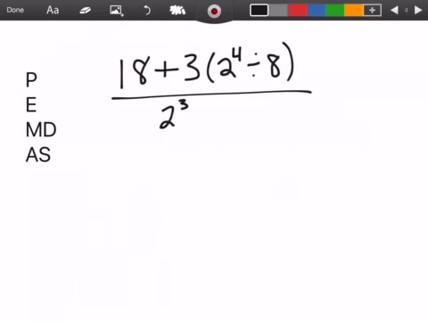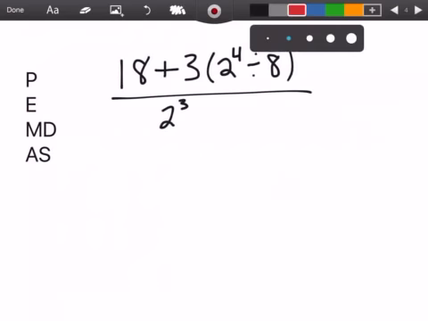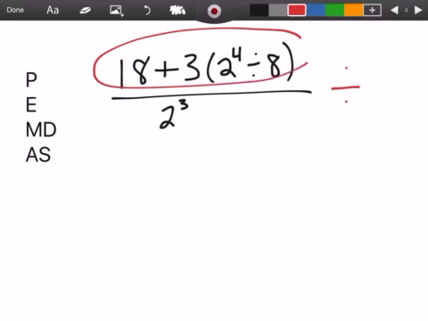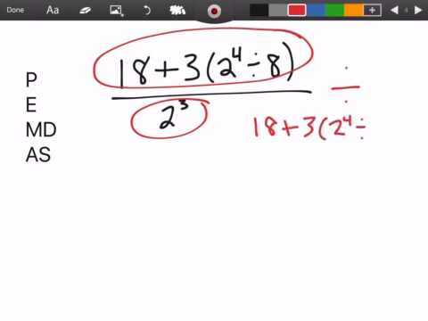All right, last one, real quick. I wanted to show you a problem that looks like this because sometimes you will see the division in the form of a fraction. So a fraction means divide. Okay, we're still going to follow PEMDAS, but we're going to solve everything on top first, and then we're going to solve what's on bottom, and then we will divide those two numbers. So I'm going to rewrite what I have right here from the top, and I'm going to follow PEMDAS.